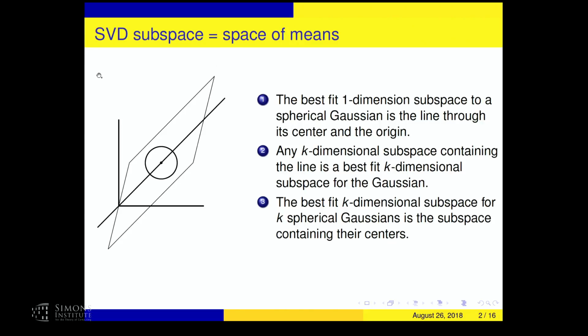So this is for spherical Gaussians. There are extensions to non-spherical, but it's more difficult. So this is really the proof that the SVD subspace helps. So here's an example where random projections will not do the job, but if you did SVD, you get it.